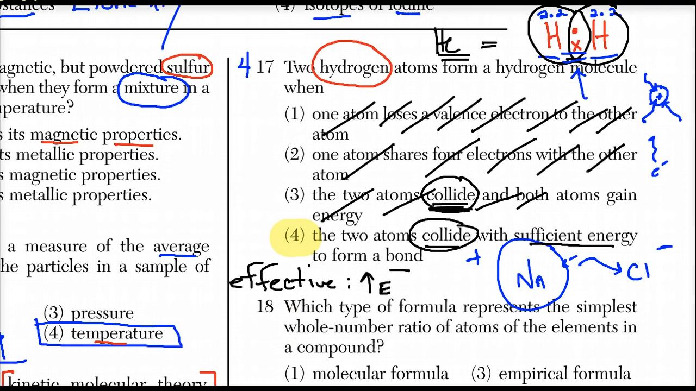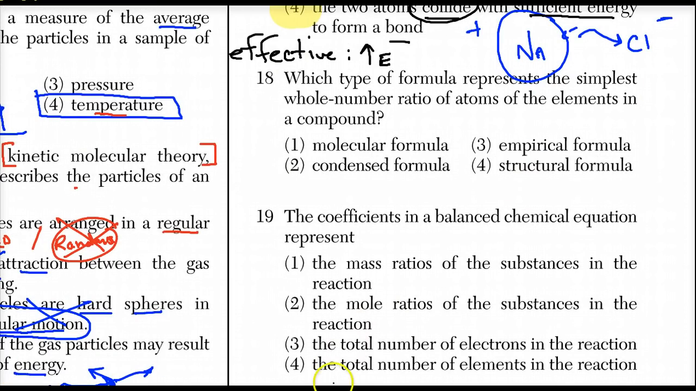Number 18. All right, number 18. Which type of formula represents the simplest whole number ratio of atoms of elements in a compound? The answer screams empirical. Empirical is the lowest ratio. It's the ratio we find in lab from percentages, not knowing exactly how they're bonded in nature.